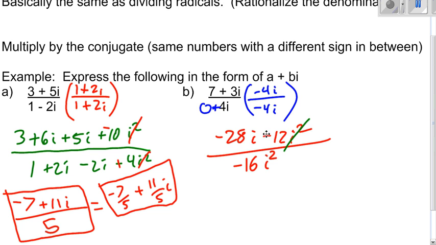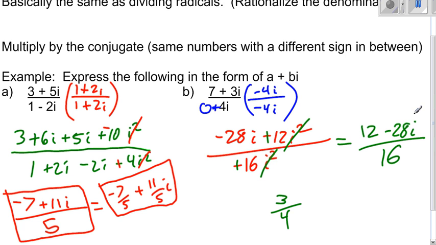And anytime there's an i squared, cross it out, change the sign. So we get 12 minus 28i over 16. And we want to reduce both parts as much as possible. 12 over 16 is 3/4. Negative 28 over 16 will reduce to, divide by 2, we get 14 over 8. Divide by 2 again, 7 over 4 i.